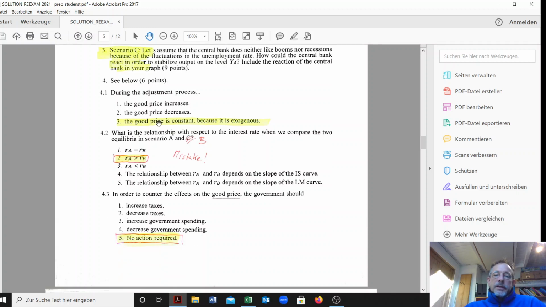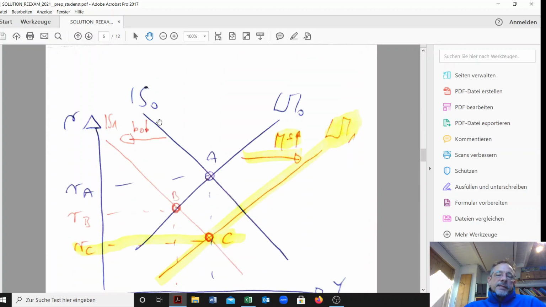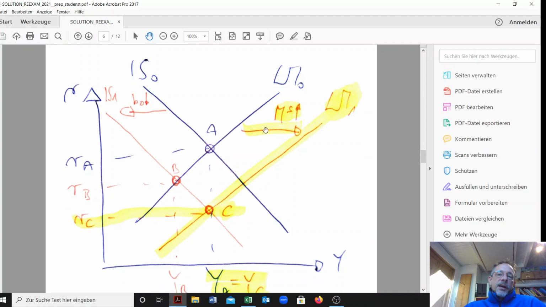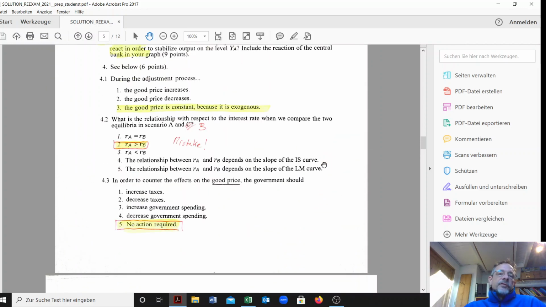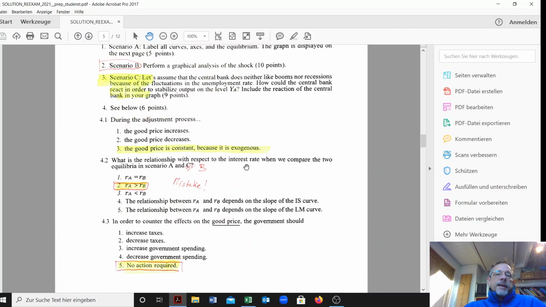It's very important that the central bank is acting. The central bank has only money supply as a policy tool. The central bank cannot use government spending or taxes because it is the government who decides on government spending and the taxes. So this is the solution for parts A, B, and C. Let's check the follow-up questions.